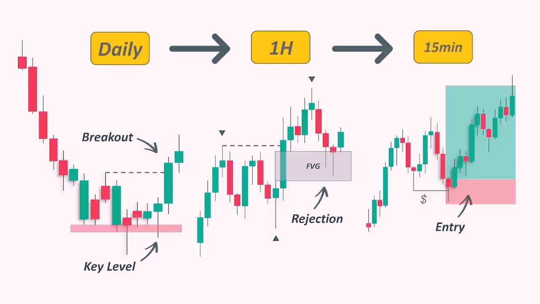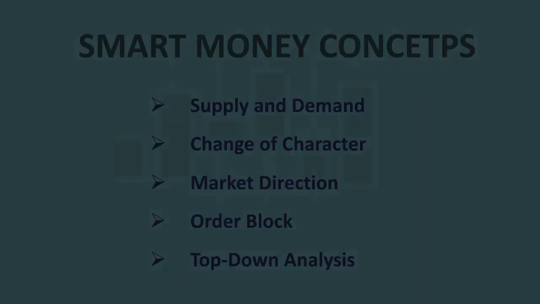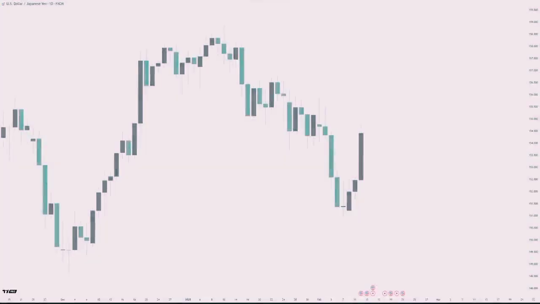The most important thing to remember is that we do not want to overcomplicate our trading. That's why we're only going to use the concepts discussed in this video. Now, let me show you how they come together on a real chart. Here, we have the dollar-yen on the daily time frame. On this higher time frame, the only thing we want to mark on the chart is the key supply and demand zones near the current price.